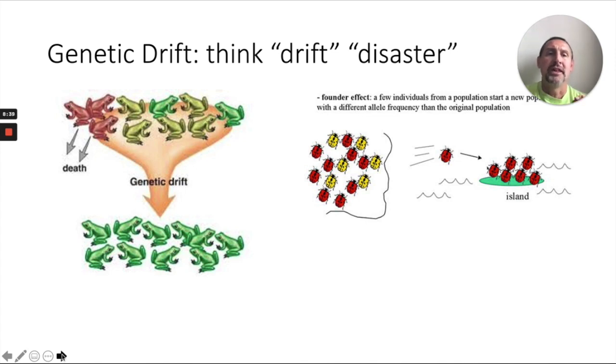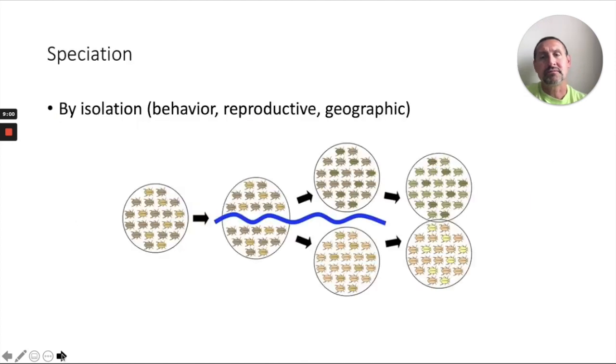Founder effect is when one or a few individuals from a population start a new colony in a new location. As a result, that new population only resembles the founders of that population, founder effect. The other is bottleneck effect.